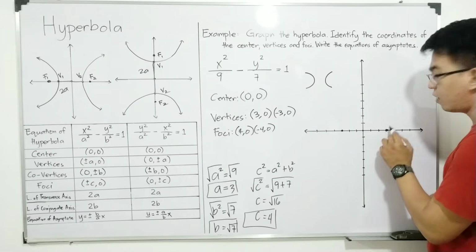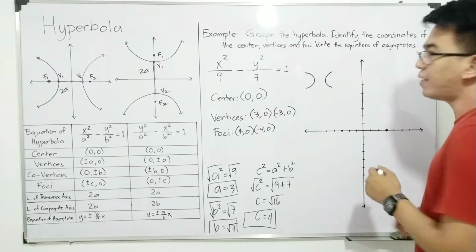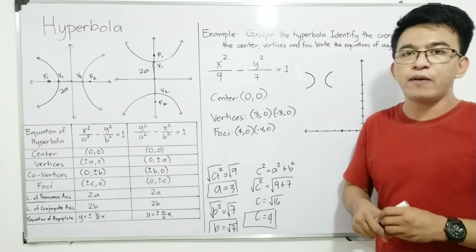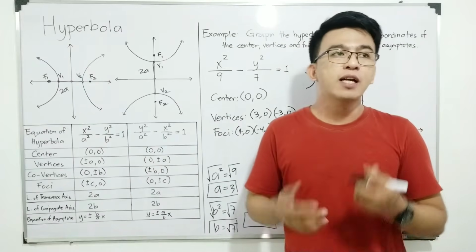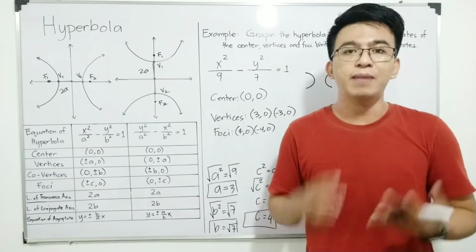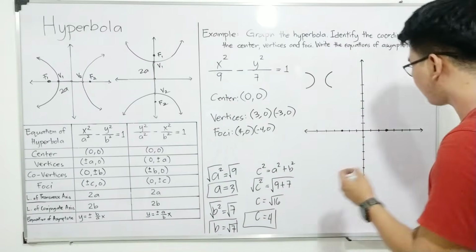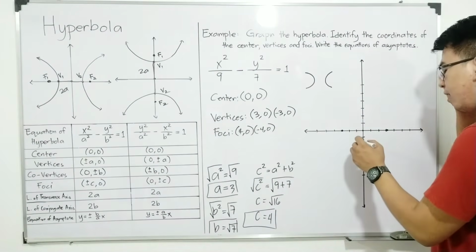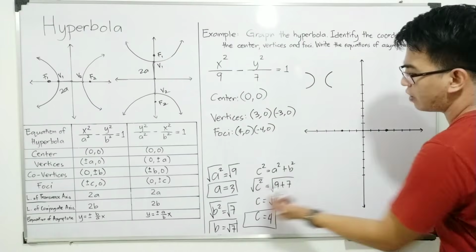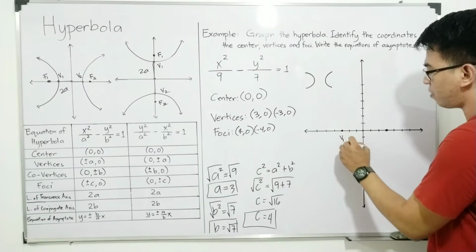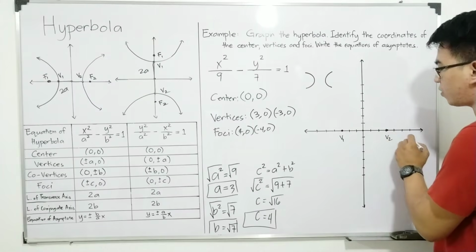Ito. So what we will do is mag-create tayo ng rectangle para sa ating asymptote. Yung rectangle na gagawin natin, it will help us to draw the asymptote and the hyperbola. Maging guide natin siya. Yun yung isa sa mga technique. Now, ito na yung value ng A natin. And actually, nung magbilang tayo for the value of A, napuntahan na natin yung vertices natin. This is your vertex number 1. This is your vertex number 2.